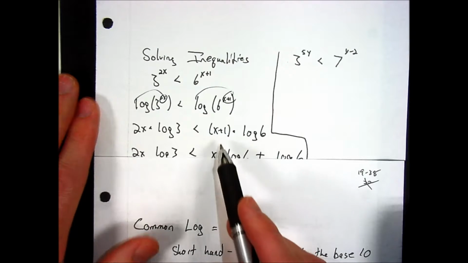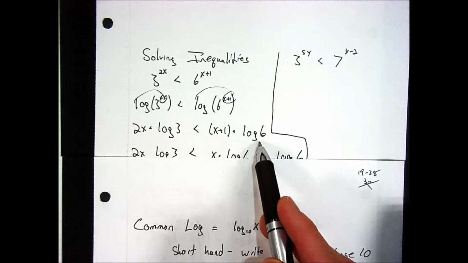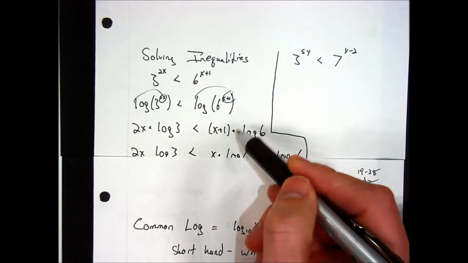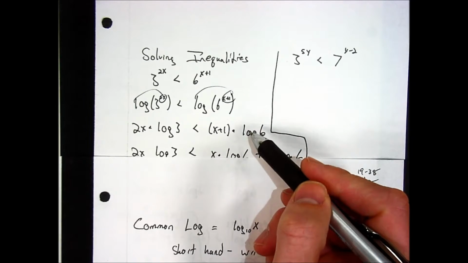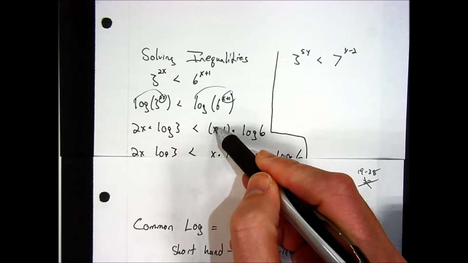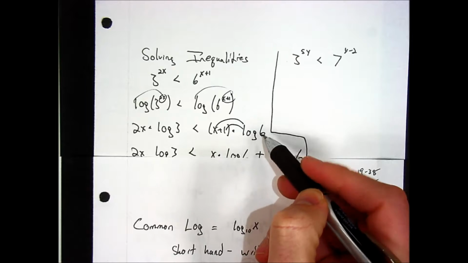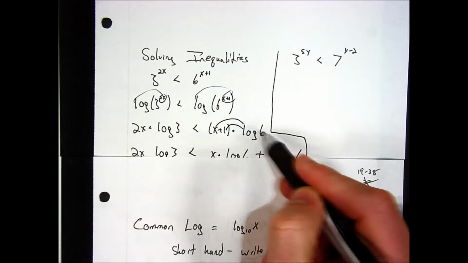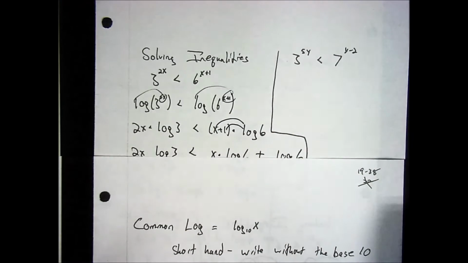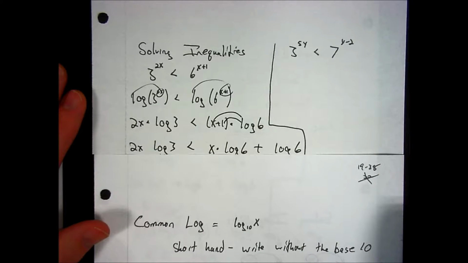Okay, now I have a parentheses times log of 6. So now we need to distribute this, and you can look at it two ways. We can look at it as taking x times that and then 1 times that, or we can go the other way: log of 6 times x and log of 6 times 1. Whichever way makes more sense to you, that's the way you should think about it.